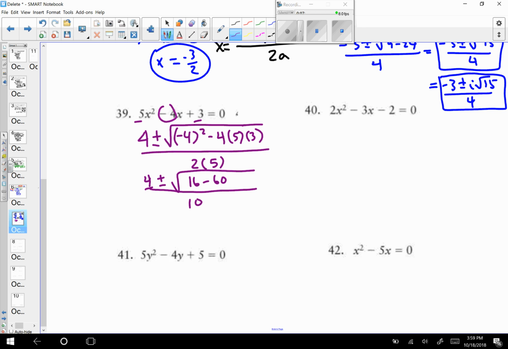So 16 minus 60 is some number. So it's going to be 4 plus or minus the square root of negative whatever that number is, divided by 10. I want to say that number is 34, but don't quote me. Yeah. So final answer, and again, you should be able to leave it like that.